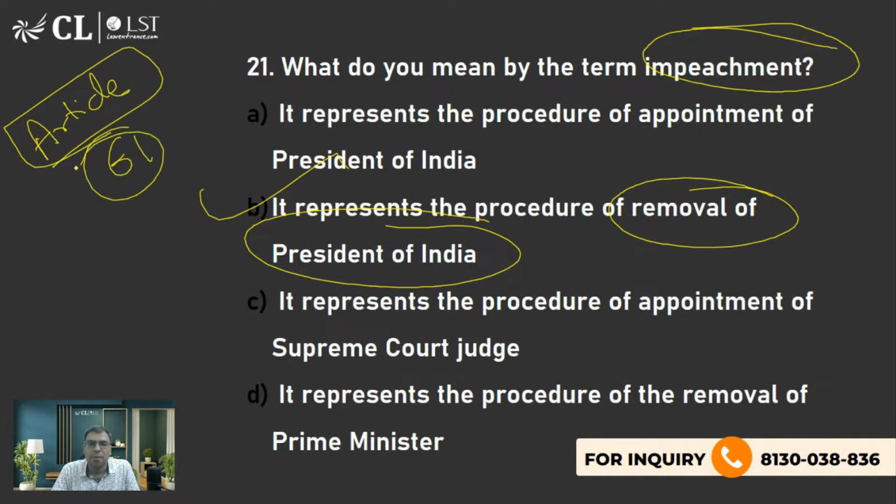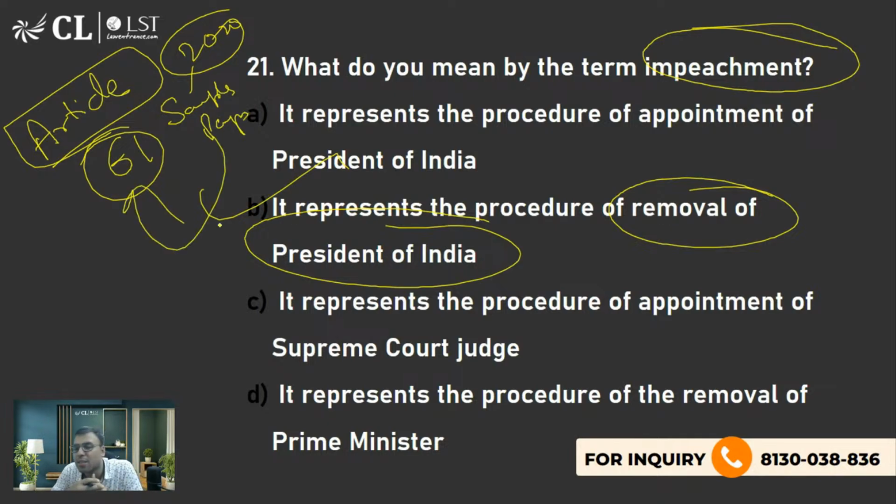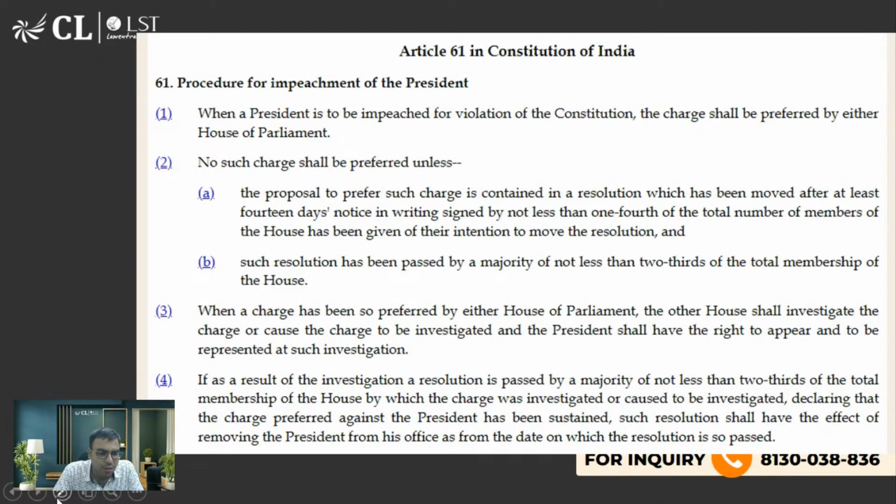ठीक है. पता जब CLAT ने ये पैटर्न चेंज किया था, तो फर्स्ट सैंपल पेपर जब 2020 में they had come up with the first sample paper, उसमें ये क्वेश्चन था, which article talks about impeachment of president? ठीक है. So this you should be knowing. अब देखो, it talks about procedure for impeachment of the president.